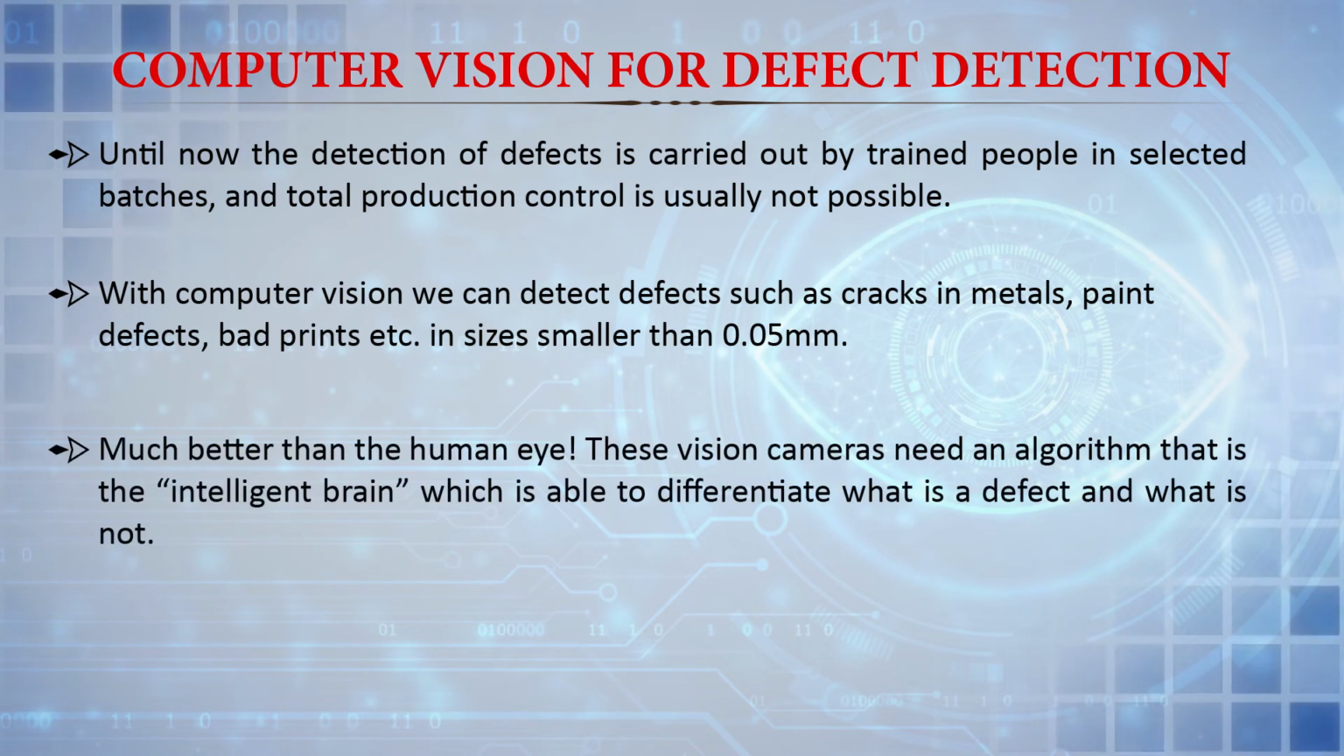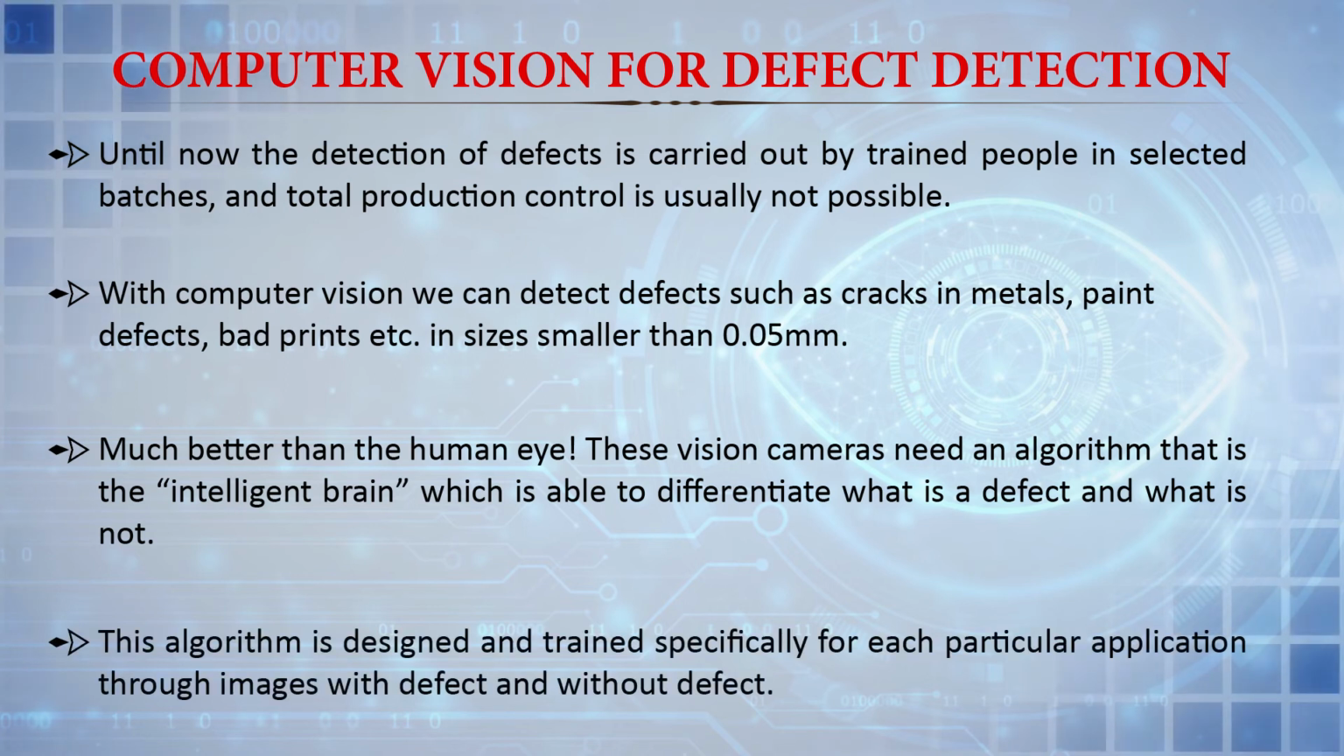Much better than the human eye, these vision cameras need an algorithm, that is the intelligent brain, which is able to differentiate what is a defect and what is not. So, this algorithm is designed and trained specially for each particular application through images with a defect and without defect.